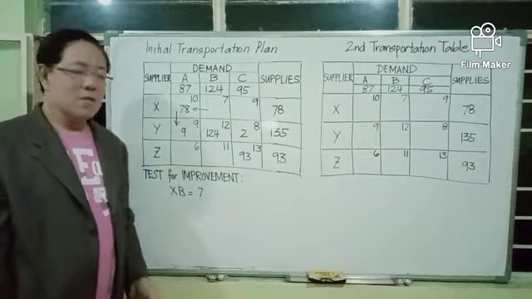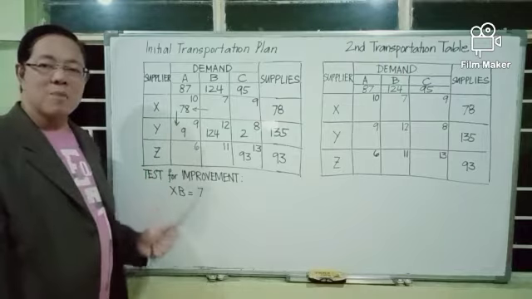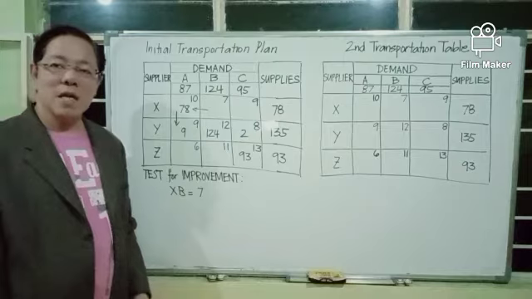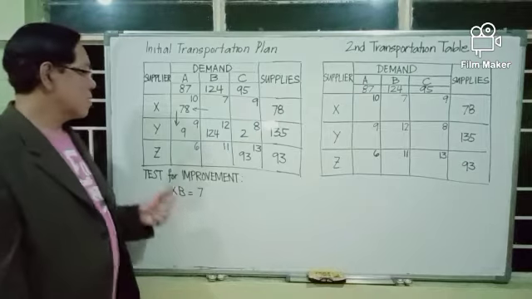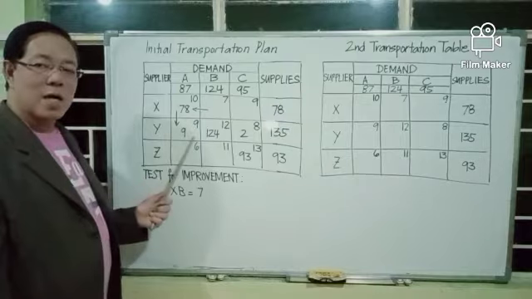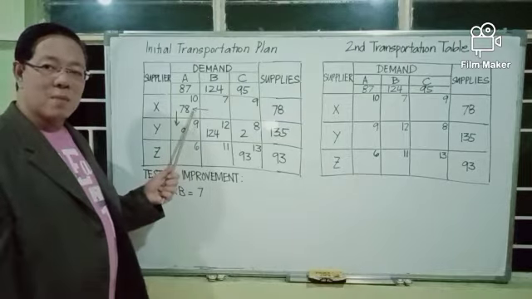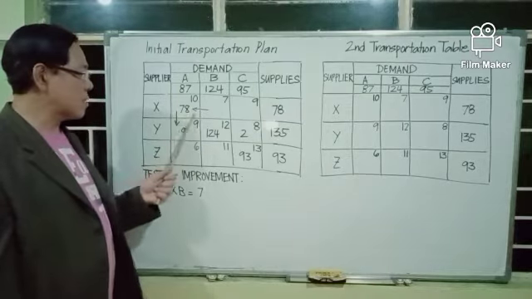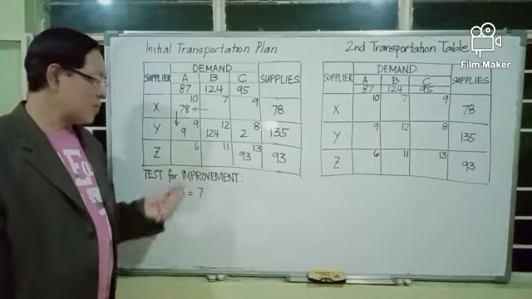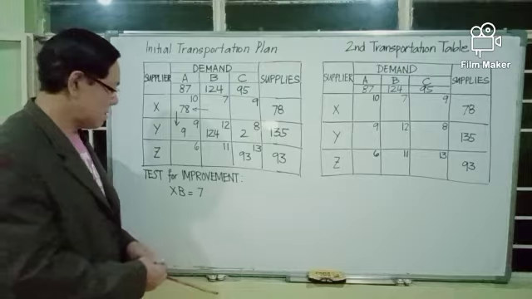And the cost associated with vertical movement, either downward or upward, is the negative of the cell cost. From 78, we moved to 9, and we originated from this cell with 78 units. The cell cost is 10. And you take its negative, you write minus 10.